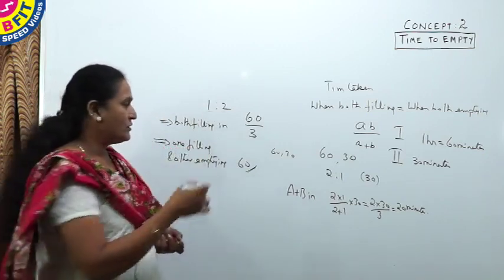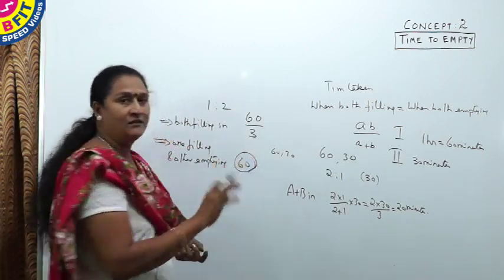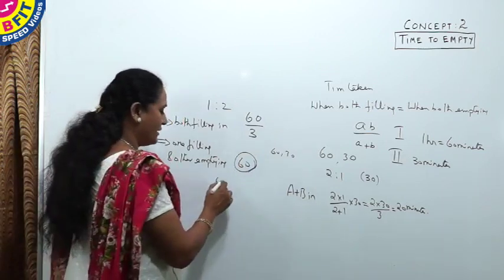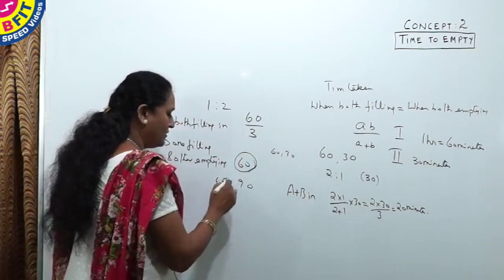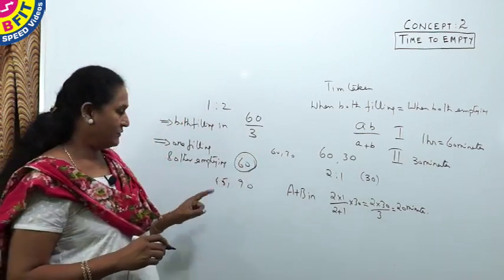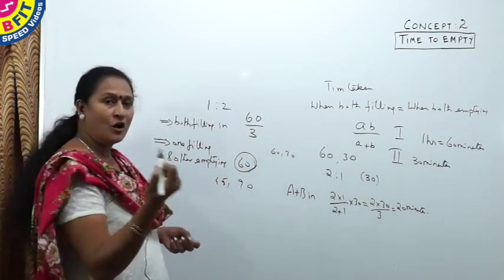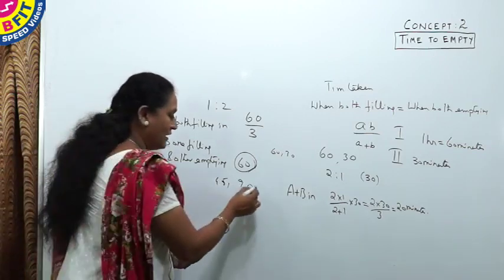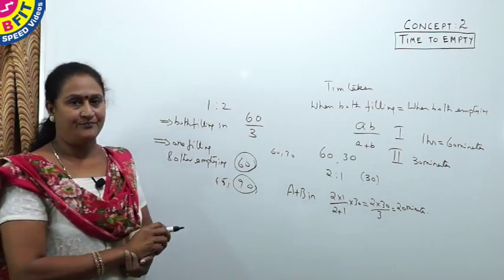It is 1. So whatever the value is, it will be the answer. Higher value will be the answer. Suppose you have time taken 45 and 90. So one filling, the other emptying. So it is in the ratio 1 is to 2. What will be the answer for time filling or emptying according to the data? The higher value will be the answer.